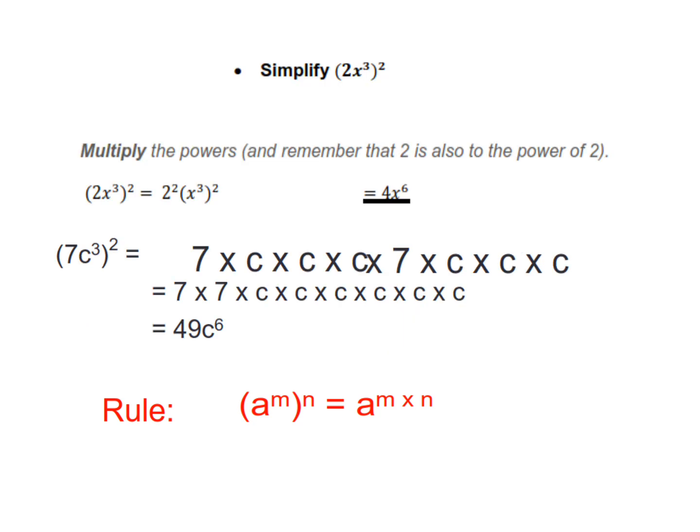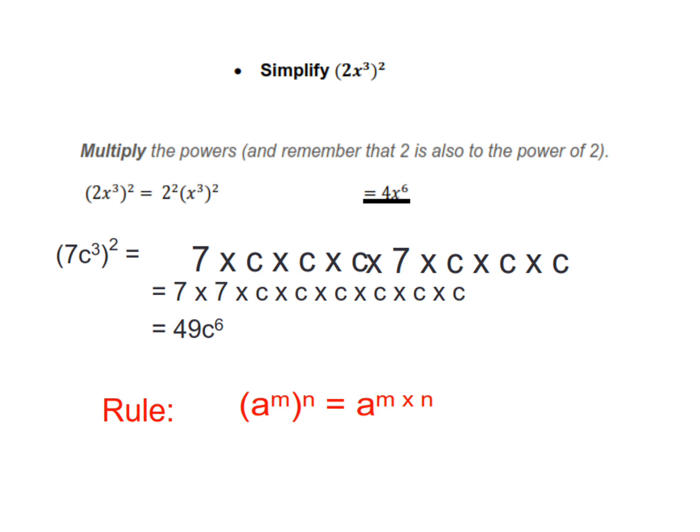Here I have given you an example for the previous rule. The example stated here is 2x cubed, the whole to the power of 2. Now, for this brackets rule, what you have to do is multiply the powers. Here, 2 is also to the power of 2. That means 2 squared is going to be 4. And x to the power of 3, the whole to the power of 2 gives us x to the power of 6. That is, you just multiply the given power 3 by 2, which gives us 6. So your final answer is going to be 4x to the power of 6.